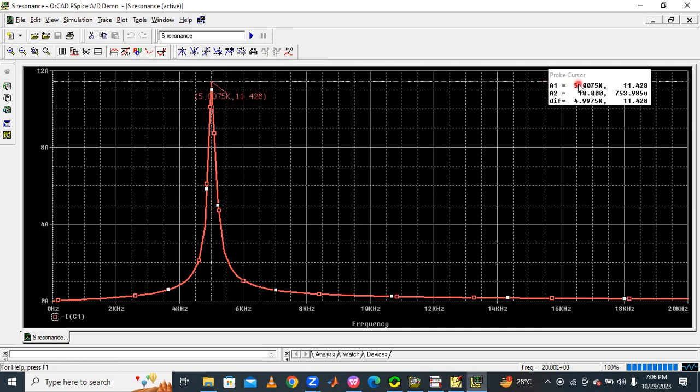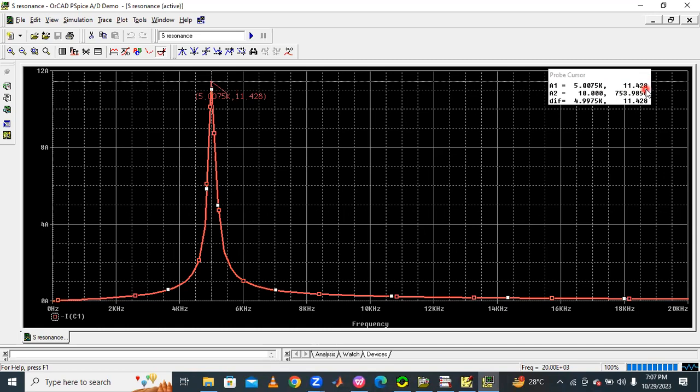Understood? So here, this is the x-axis, 5.007K. That is our resonance frequency. This is 5.007K. It's called resonance frequency. Under resonance frequency condition, what is the value of current? Maximum value of current means 11.428. This is the current under resonance condition.